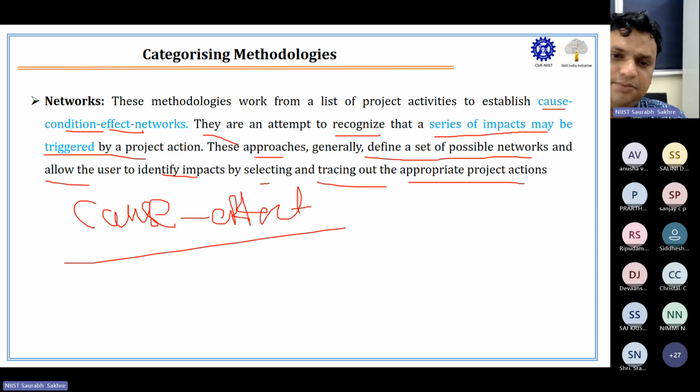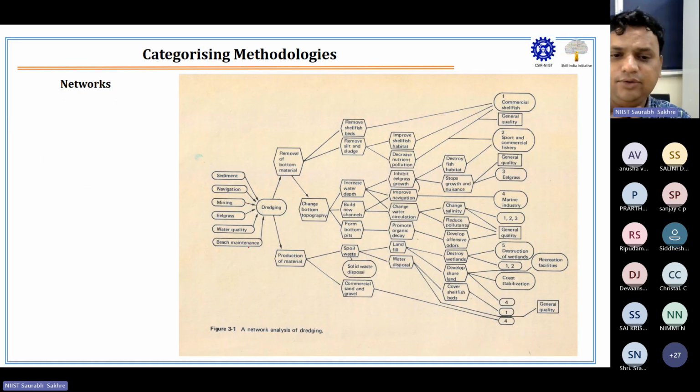Now I'll give you one example. Suppose I am doing dredging in a particular part of a river body. So what all things will happen? There will be sediment loss. Then navigation, which can also be categorized under mining. Then eel grass, which provides ecosystem services to oceans. Then water quality and beach maintenance.